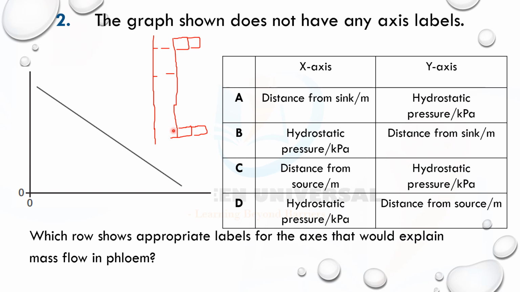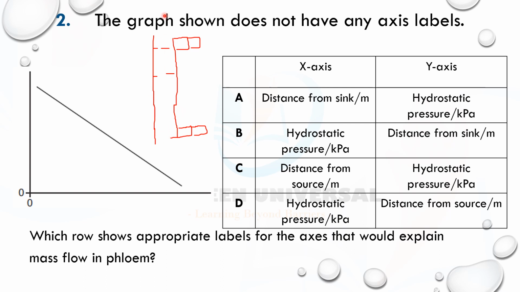But here we move out sucrose, so water potential increases. Water moves out by osmosis, and then the volume decreases. So we have low hydrostatic pressure. So we have high hydrostatic pressure in the sieve tube at the source, and low hydrostatic pressure at the sink.